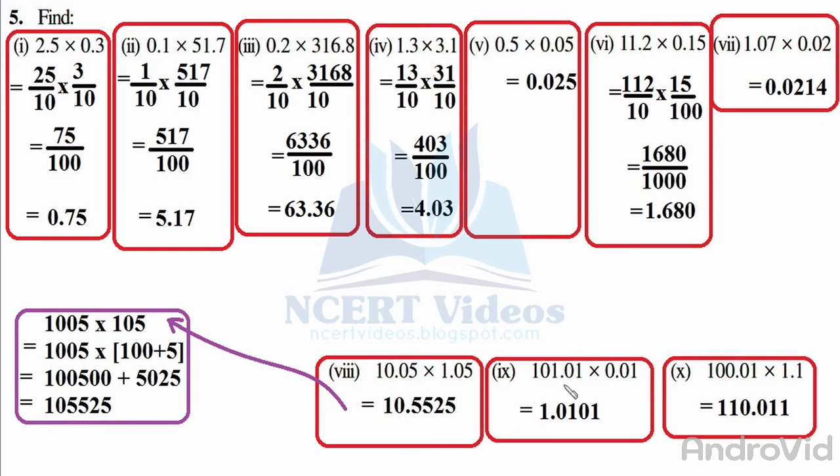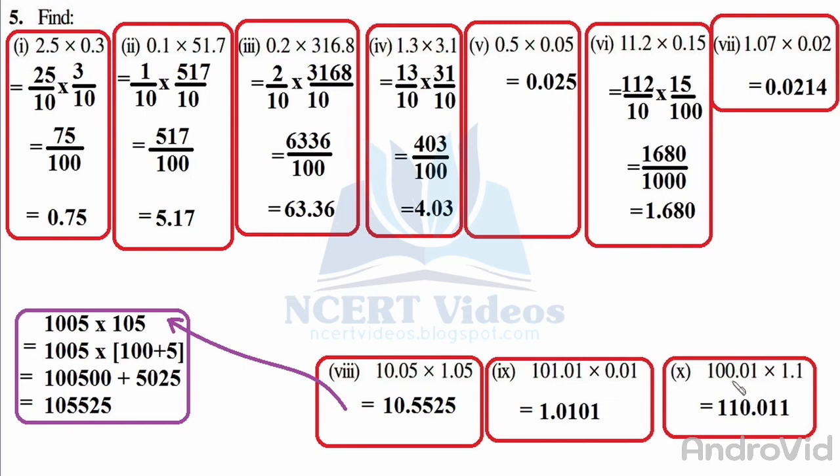Now this, forget everything, multiply it with 1, multiply this number with 1. The same number can be achieved because multiplication with 1 leads to same number. So 101.01. Now fixing decimal, counting 1, 2, 3, 4. 1, 2, 3, 4. Simple.